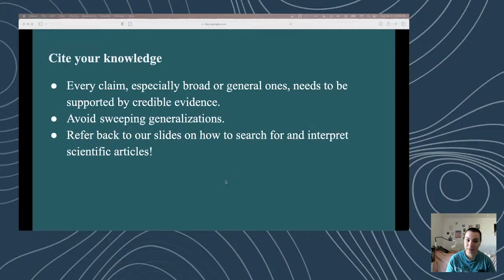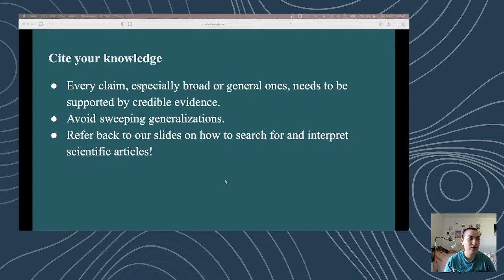The first writing tip: you have to cite knowledge. Every claim, especially broad or general ones, needs to be supported by credible evidence. Especially if you're making big stereotypes. You might have gotten a comment like, sweeping generalization warrants citation, or like, yes but needs to be cited, and it's even things that I agree with. Like if you're saying healthcare providers treat people of color differently, especially black people, true, but you need to cite it.